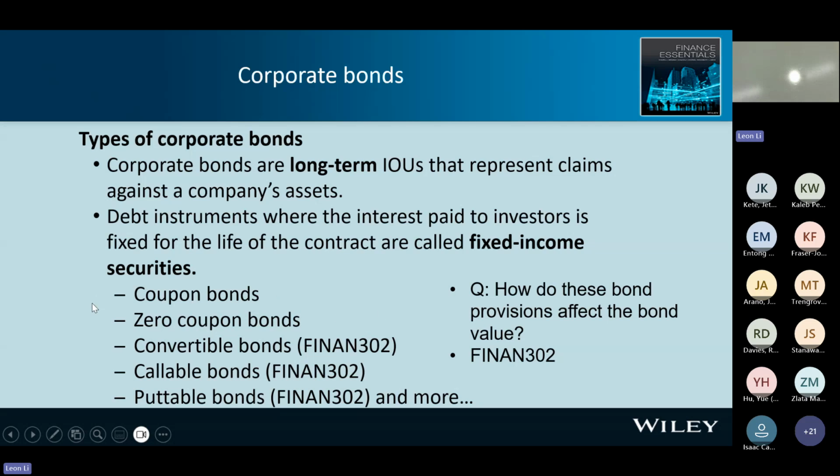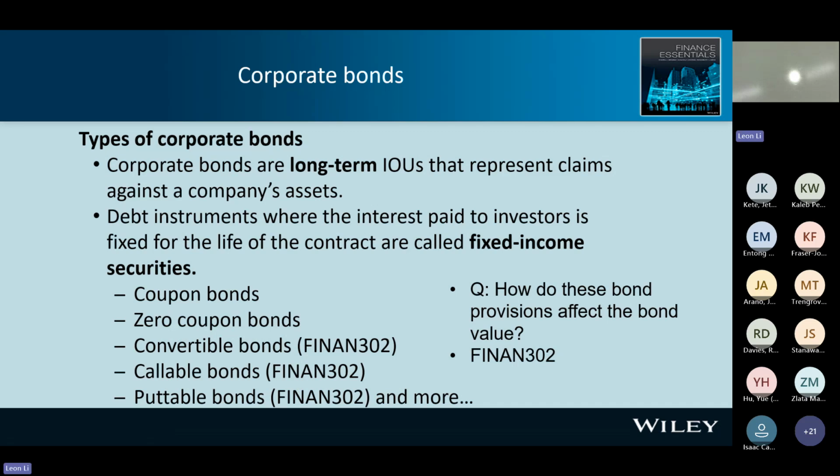But we have more, right? We have convertible bond, callable bond, pullable bond, and more, right? So bond will have some special provision, right? So convertible, callable, and pullable, they are bond provision. So in the 302, you will know how this bond provision will affect the bond value. All right. But in 101 here, we just give you an introduction.